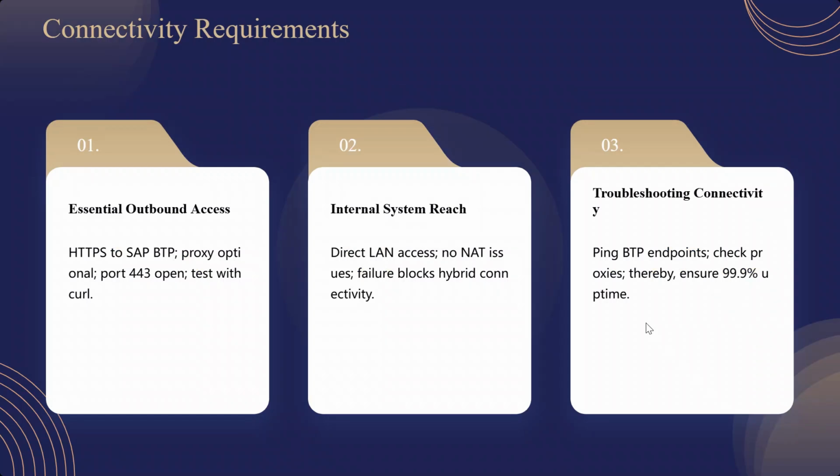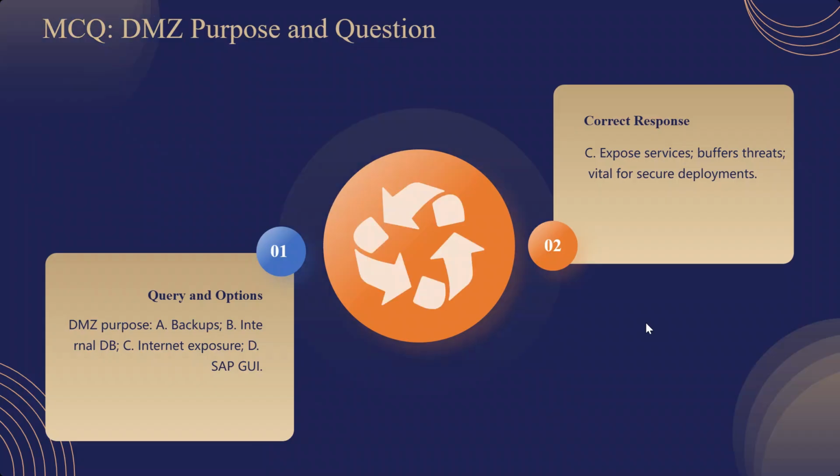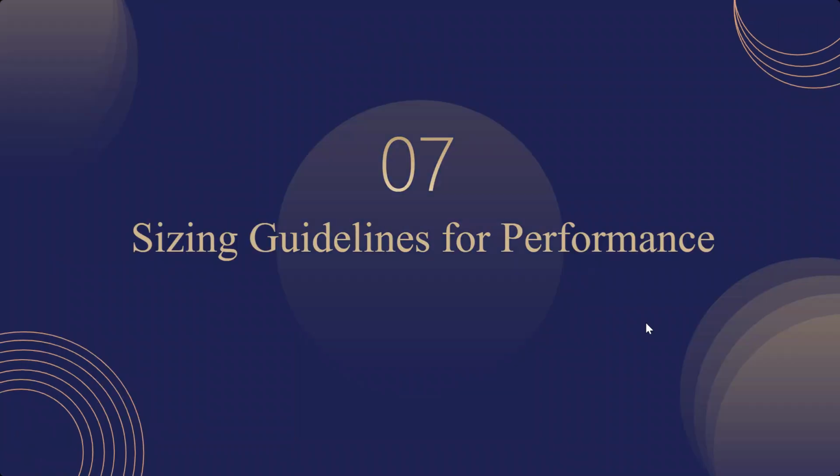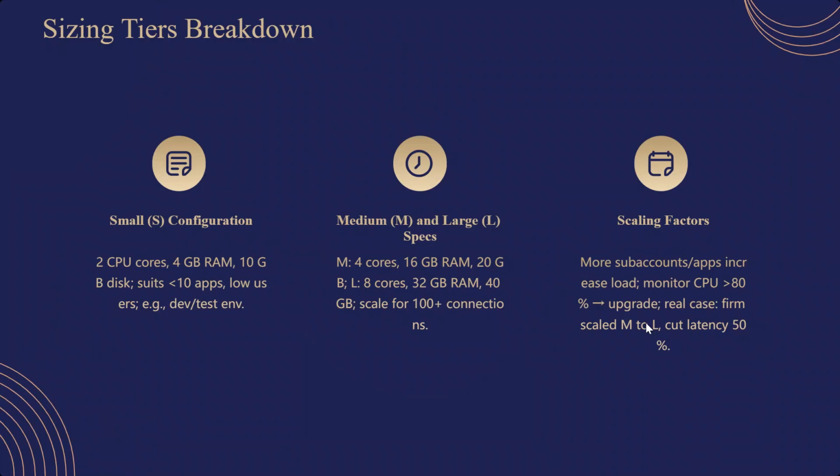MCQ3: What is the purpose of a DMZ? A. Store backups. B. Host internal databases. C. Expose services to the internet. D. Run SAP GUI. Answer: C. Expose services to the internet. Explanation: DMZ acts as a buffer between internal systems and external networks.